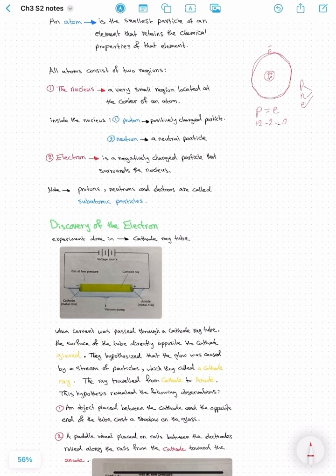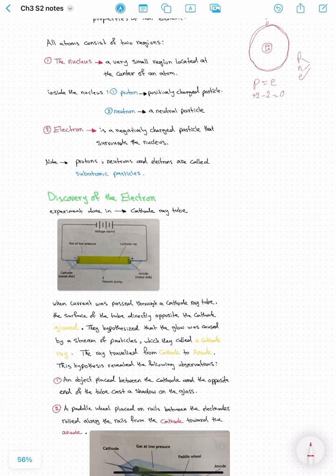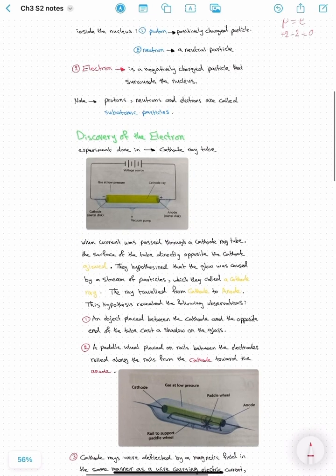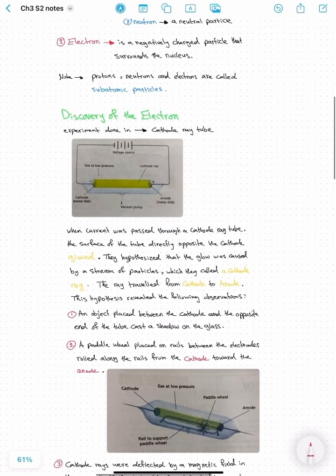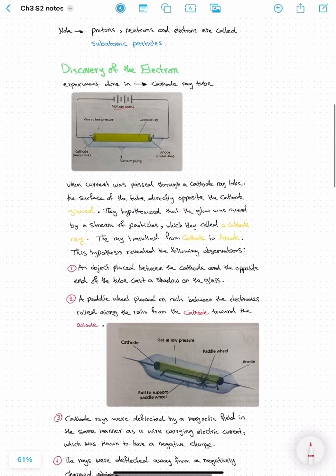Now we know all of this, but before, they didn't know anything about it. Scientists discovered each one of them separately. First, let's talk about the discovery of the electron, in which they used the cathode ray tube. The cathode ray tube is connected to a voltage source, so an electric current goes through it. When it does, the surface directly opposite the cathode side glows. So it means something, right? Then they hypothesized that this glow was caused by a stream of particles. Something is moving inside, that's why it is glowing.